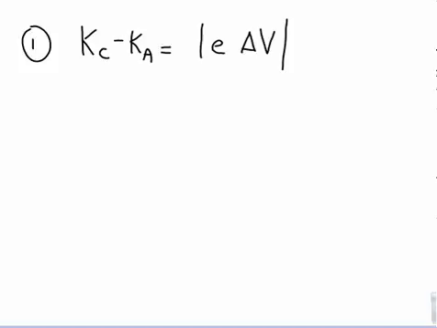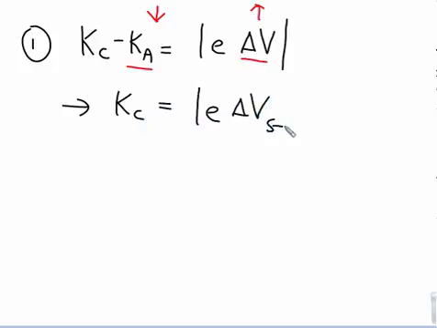So I said that if we increase the potential difference across the cathode and anode, the KE at the anode will decrease. There will come a point which we define as the stopping potential, where the KE at A becomes 0. So what we have then is that the kinetic energy at C equals E delta V, and we call that the stopping potential.